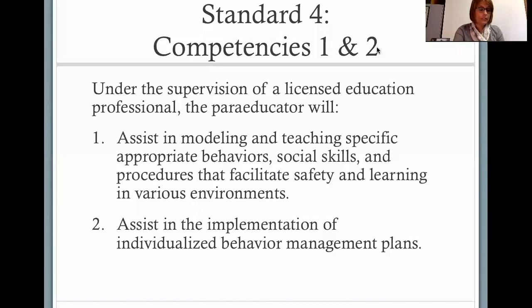As a reminder, Standard 4 deals with supporting the emotional and behavioral health of the students with which you work. The competencies are to assist in modeling and teaching specific appropriate behaviors, social skills, and procedures that facilitate safety and learning in various environments, and to assist in the implementation of individualized behavior management plans. As a paraeducator, you may be asked to assist with efforts to help students manage and improve their behavior.